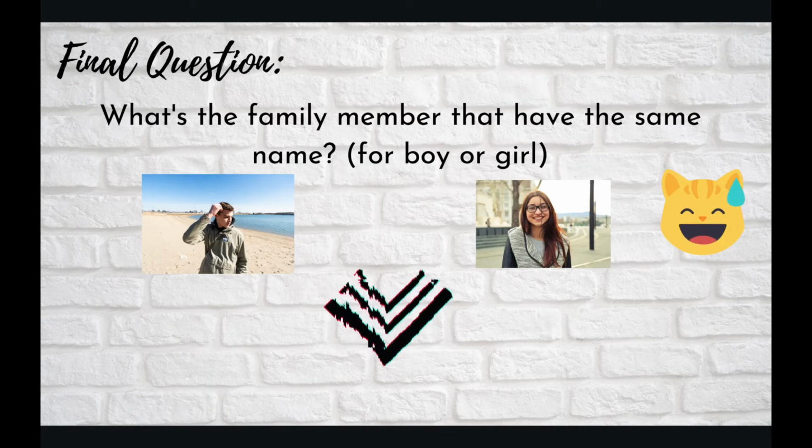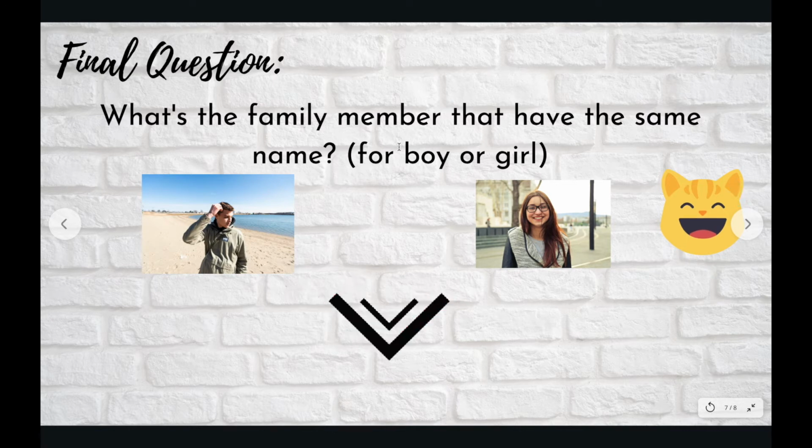Final question. Ready for this? This is the final question. What's the family member that has the same name for a boy or a girl? As you can see here, we have the photograph of a boy and here we have the photograph of a boy. What will be the name for that? Final question, let's think. Good, cousin, okay? Try to remember, you're going to use the word cousin for a boy or for a girl.